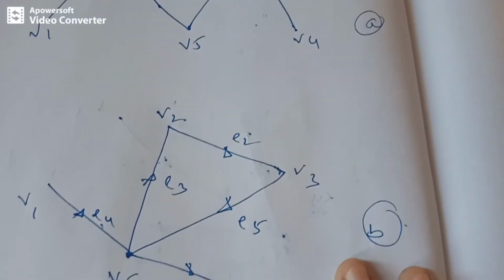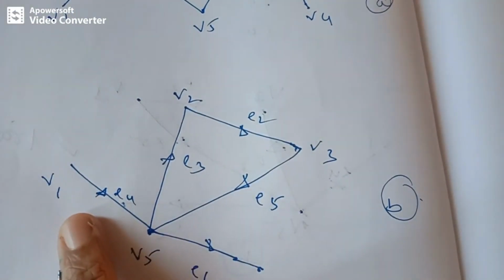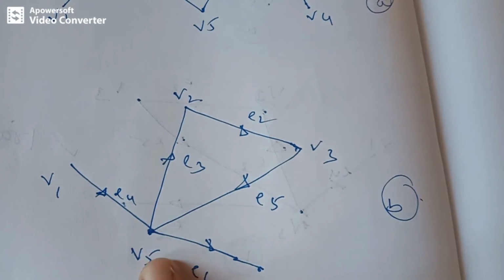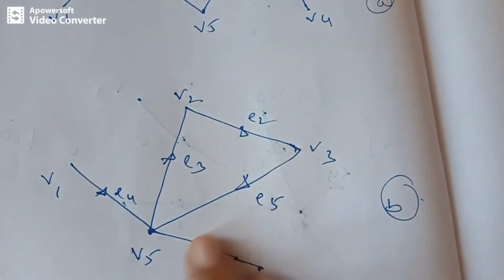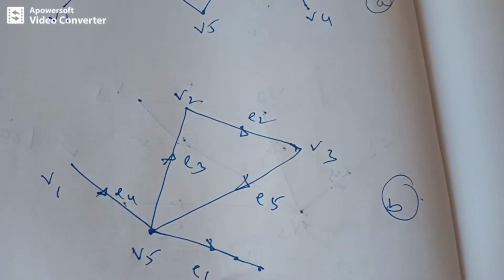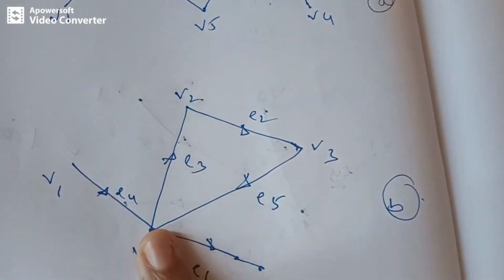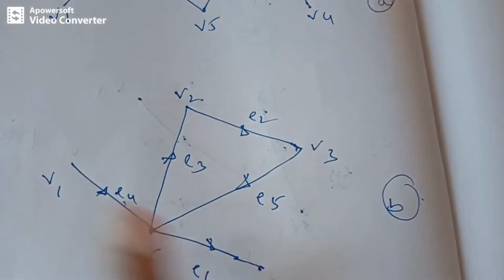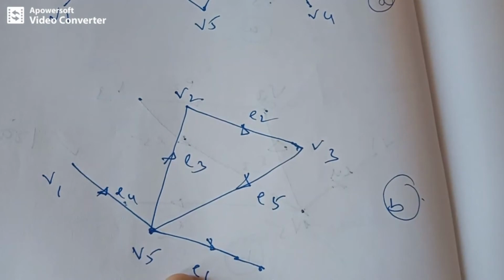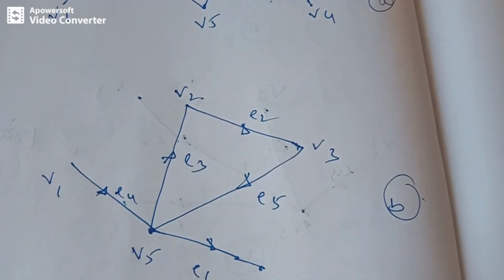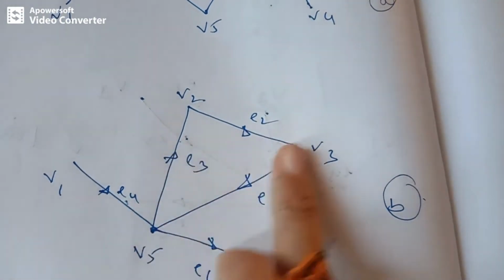So let's take the next example. The walk starts from V1, E4, V5, E3, V2, E2, V3, E5, again V5, E6, V4. So the vertices are repeated. Even though it is an open walk, vertices are repeated. Edges are not repeated, so it satisfies the open walk property, but it is not a path.